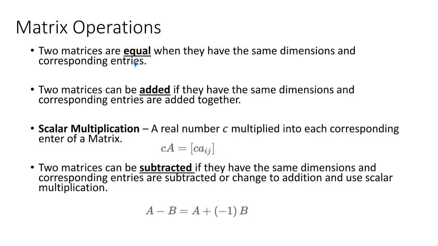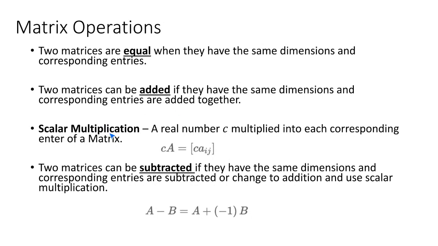Entries are just the numbers that are inside of the matrix. You can add two matrices if they have the same dimension, if they have the same size. And then if they do, we just add the corresponding entries. And I'll go over that in a little bit.